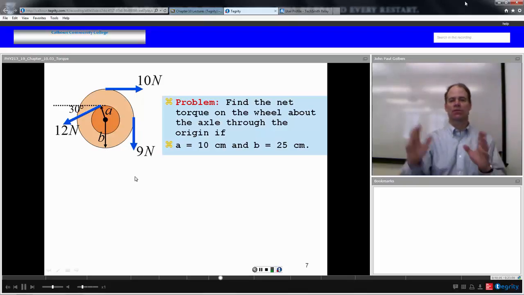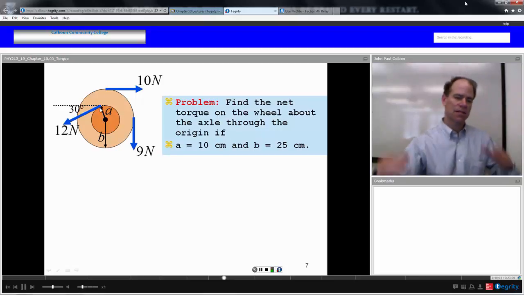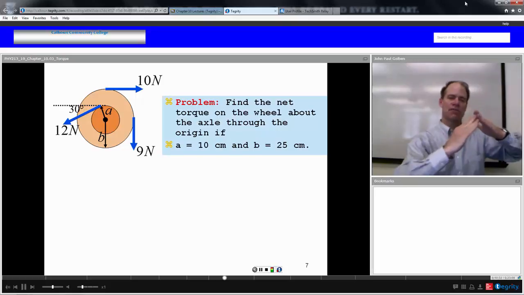We have two forces that have a moment arm of radius B, and one force has a moment arm of radius A. The 30-degree angle here is not going to matter because that 12 newtons does indeed have a perpendicular moment arm of radius A.